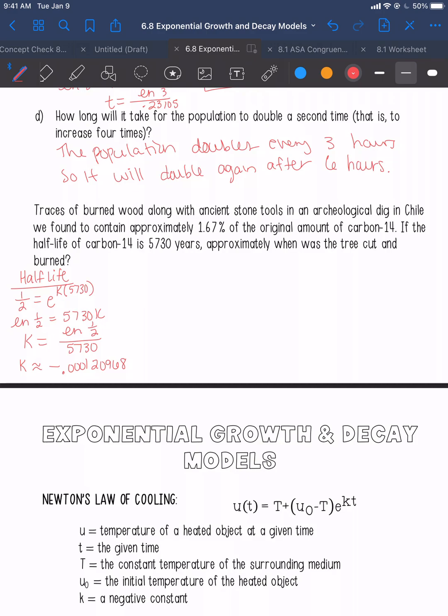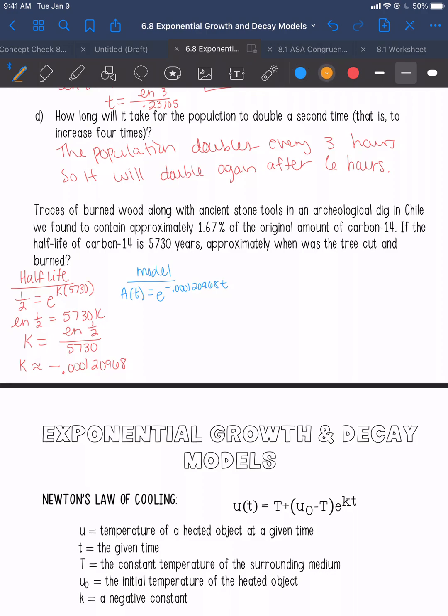So our k is negative. We know that the amount of carbon-14 is decreasing because we're given the half-life. So we know how long it took for half of it to be remaining. So we now know what k is, so our model is A of t equals e to the negative 0.000120968 t. We don't really care what the initial amount was.